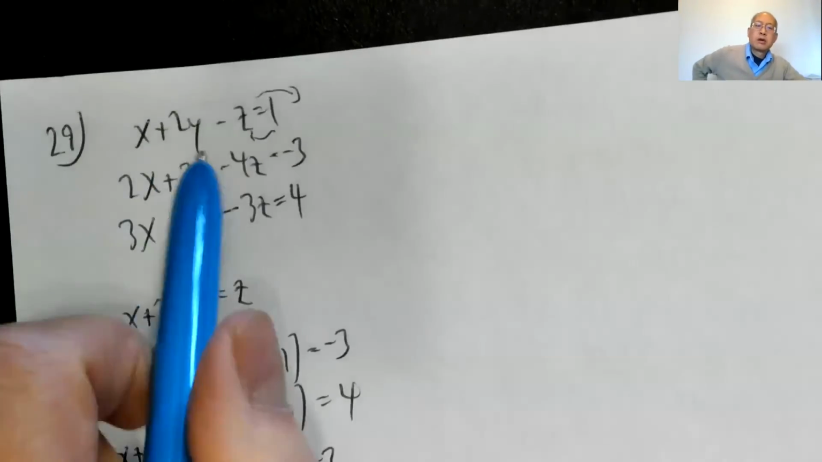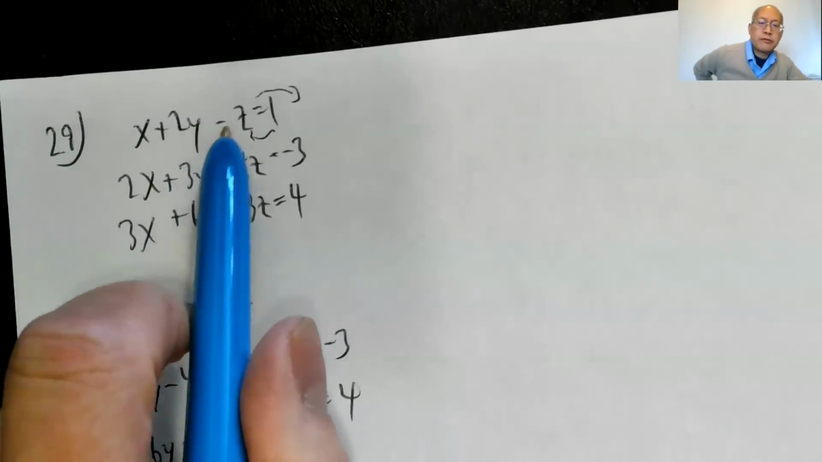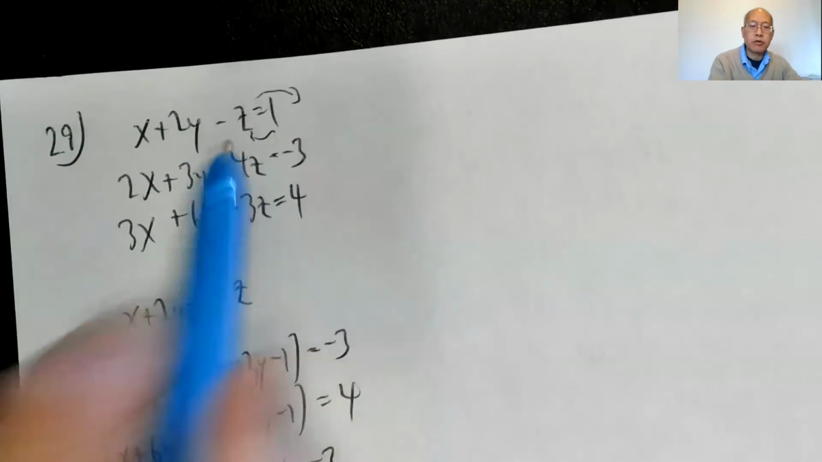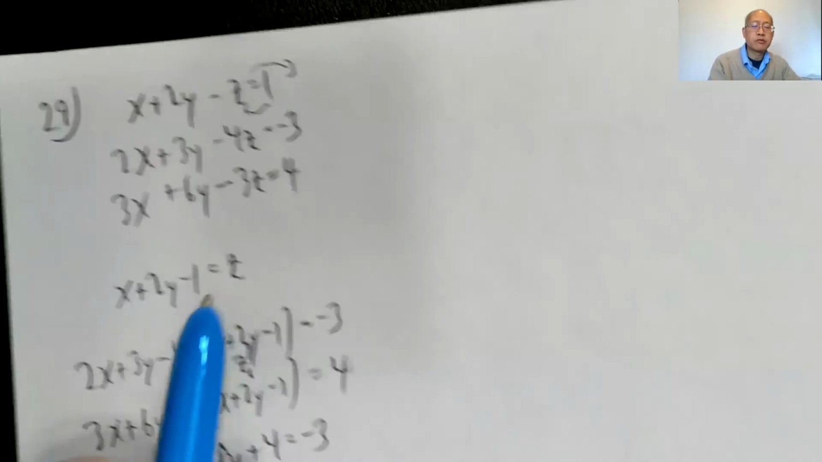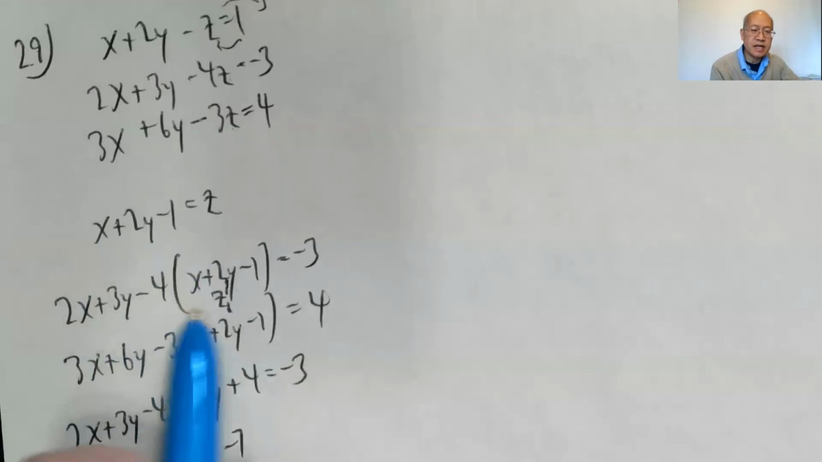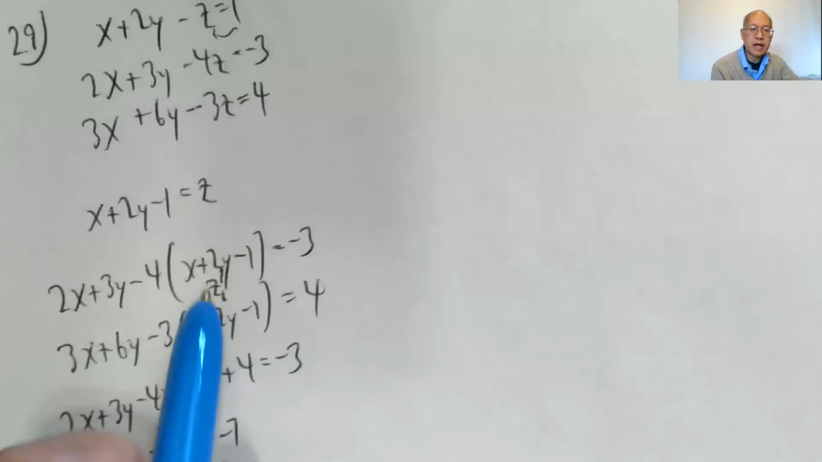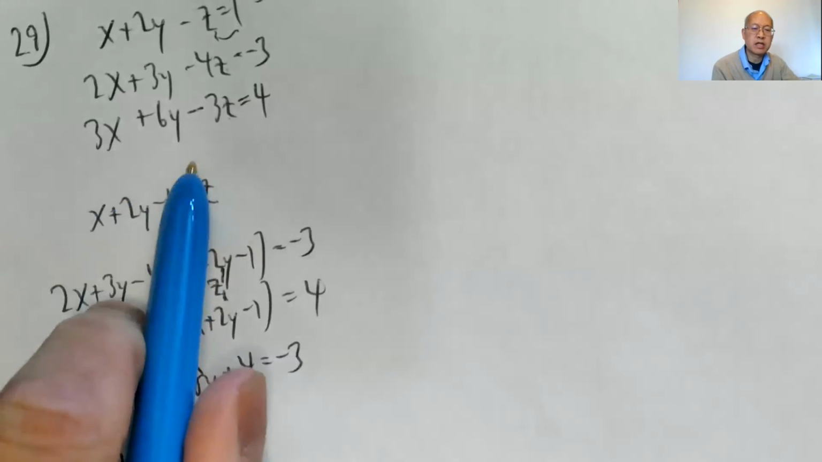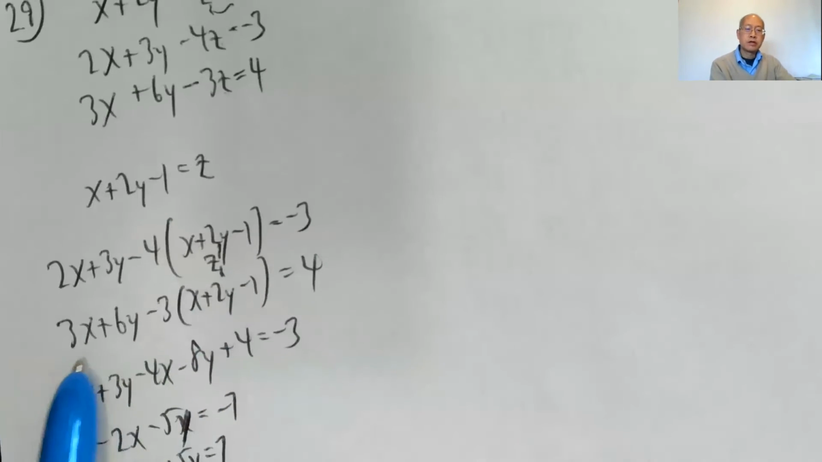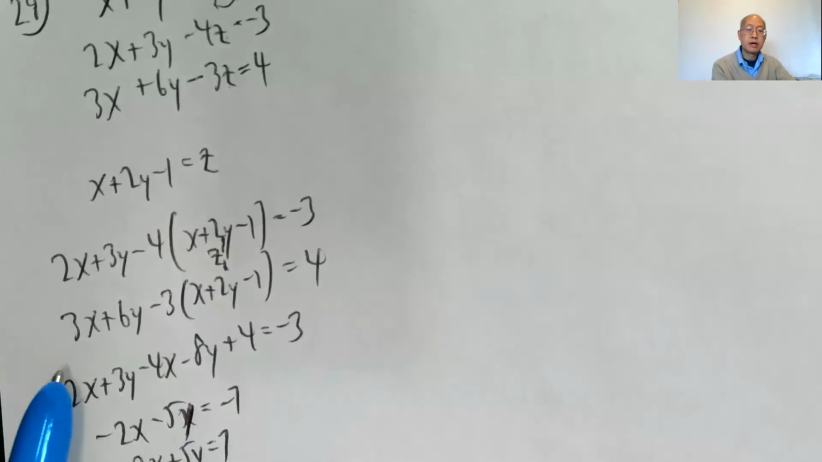Okay, finally 29, I want to show you how substitution will work. Okay, so to do substitution, first I isolate any letter. I decided to isolate z, add z, subtract 1, x plus 2y minus 1 equals z. Now I pick this thing up and plug into here and here. So 2x plus 3y minus 4z equals negative 3. That says z there. So that's a z. And also 3x plus 6y minus 3z equals 4. So this gives me 3x plus 6y.